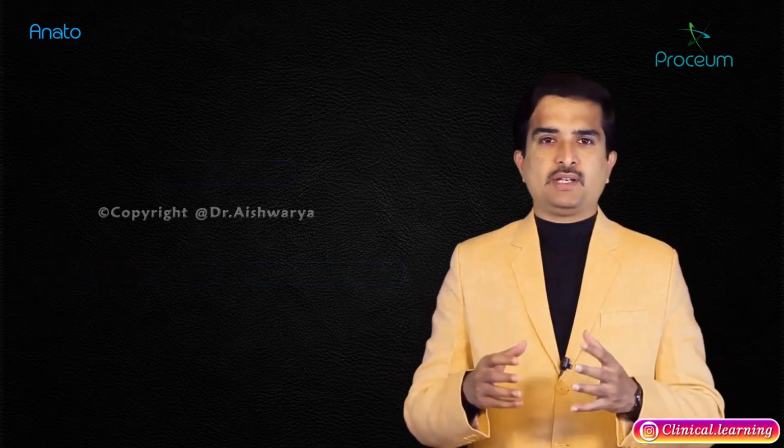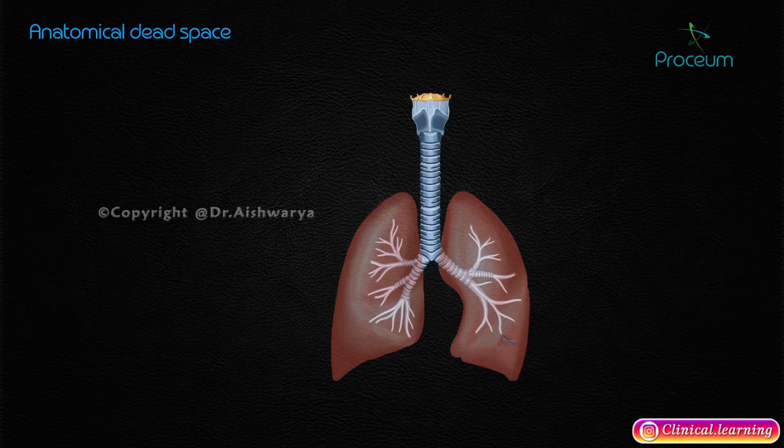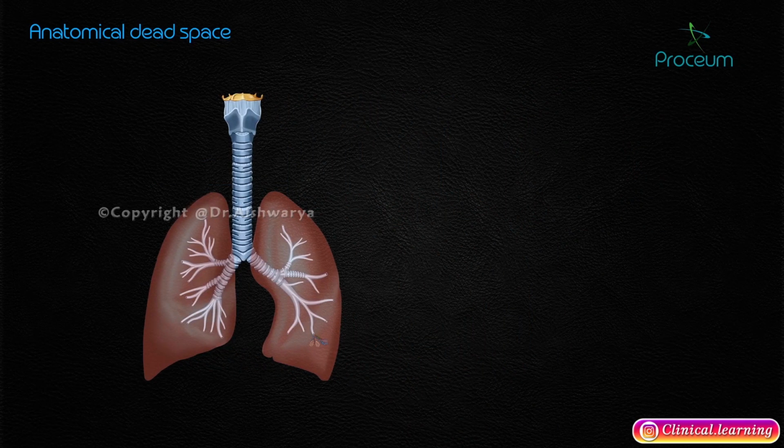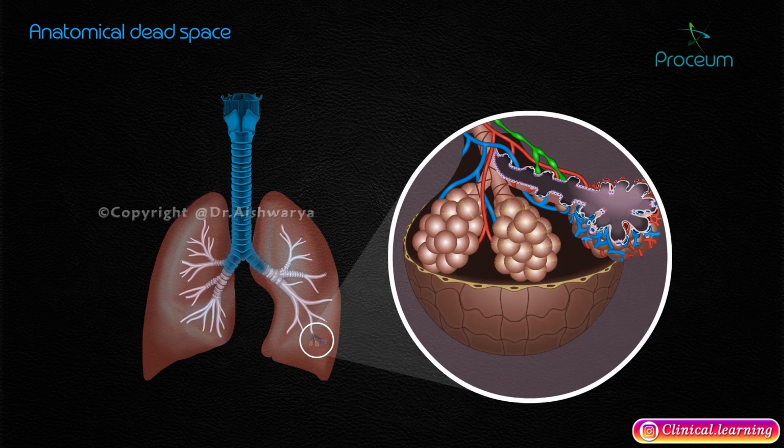So what is the anatomical dead space? Because gaseous exchange in the respiratory system occurs only in the terminal portion of the airways, the gas that occupies the rest of the respiratory system is not available for gaseous exchange with pulmonary capillary blood. Normally, the volume can be expressed in milliliters. The volume of this anatomical dead space is approximately equal to the body weight in pounds.